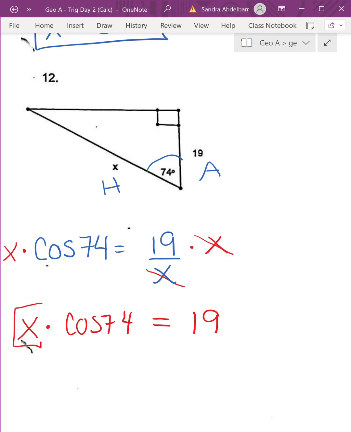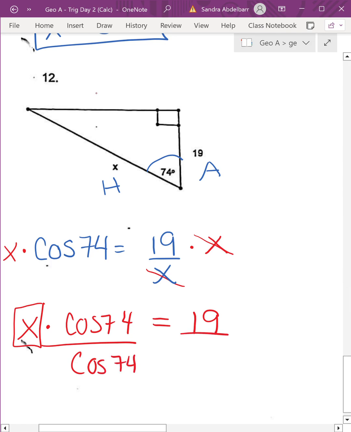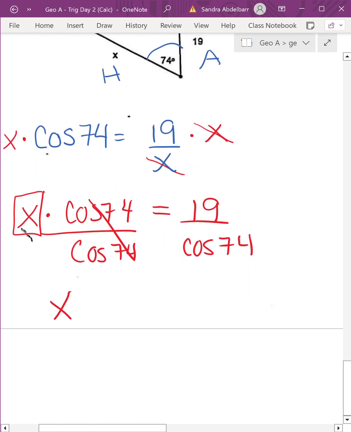Now I need to solve for x. Now to get x all by itself, this time I need to get rid of the whole cosine 74, not just cos by itself. I need to get rid of the whole cosine 74. So is that okay to divide by the whole cosine 74 since it's with an angle? Absolutely. So now I'm going to divide by cos 74 on both sides. And we are going to get x is equal to 19 over cosine 74. I will show you how to type this into your calculator.